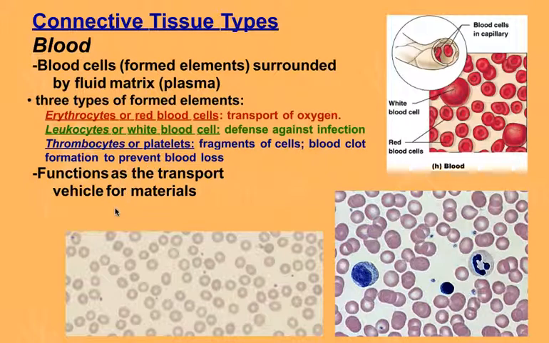And the function for your blood tissue is, of course, to transport materials, connecting all of your body parts together. It has to transport oxygen and carbon dioxide, but there's also nutrients and things like waste products that have to be transported from one place to another in your body.